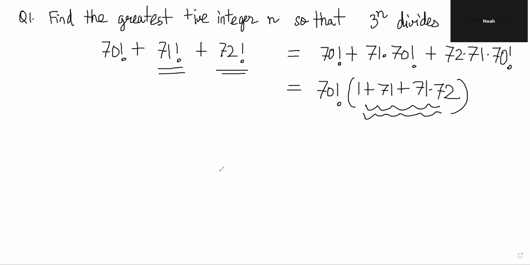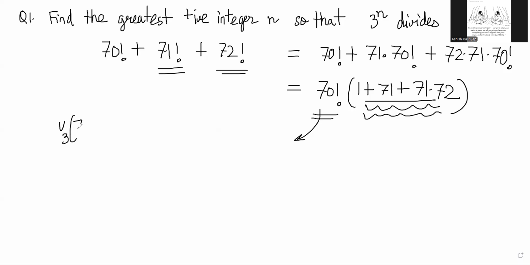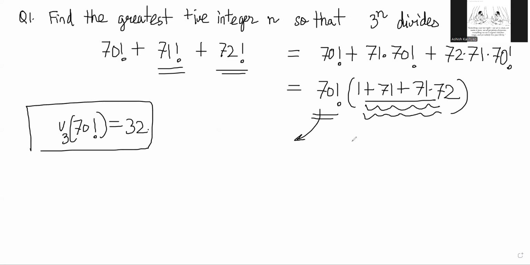You have done this part correctly, but what about this? You have found V of 3 of 70 factorial. That's correct, 32. But you have missed out on factors of this.